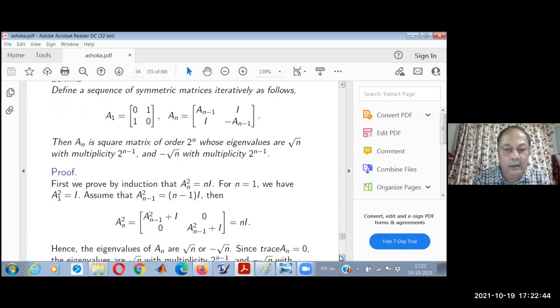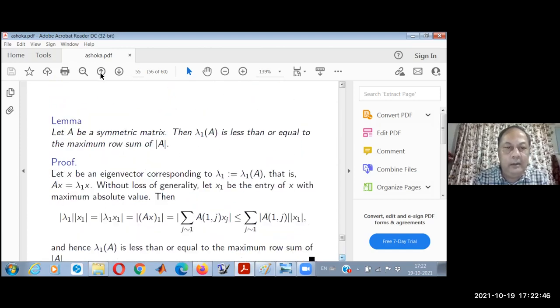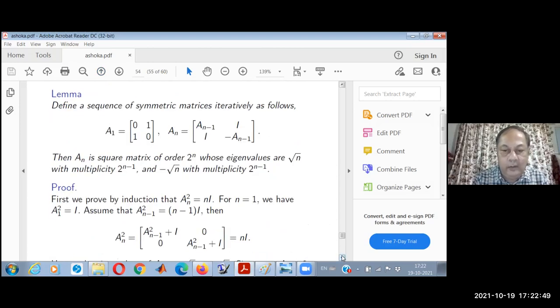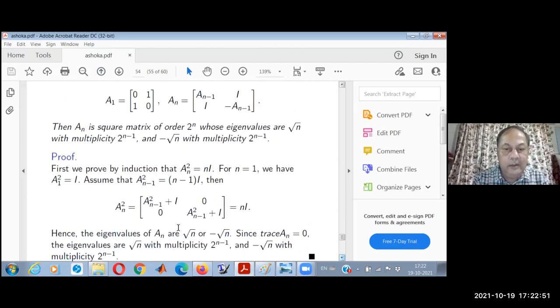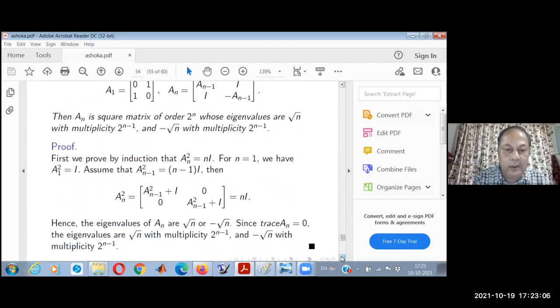Actually, the second technique is so simple that it's hard to imagine. If you take the square, you get n times identity, very easy by induction. Just multiply, it pops out. So the eigenvalues are square root of n and minus square root of n, but the trace is 0, so the multiplicities must be equal. Square root of n comes with multiplicity 2 to the n minus 1, and minus square root of n with multiplicity 2 to the n minus 1. So this was a very simple, crucial observation. This essentially finishes the proof.